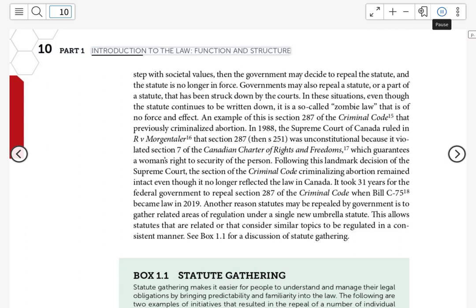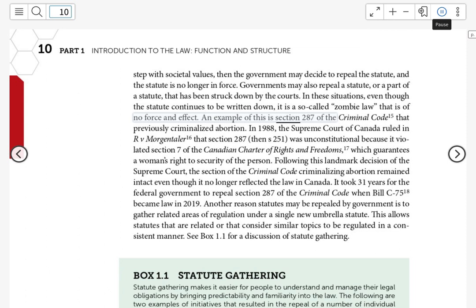If a statute is out of step with societal values, then the government may decide to repeal the statute, and the statute is no longer in force. Governments may also repeal a statute, or a part of a statute, that has been struck down by the courts. In these situations, even though the statute continues to be written down, it is a so-called zombie law that is of no force and effect.